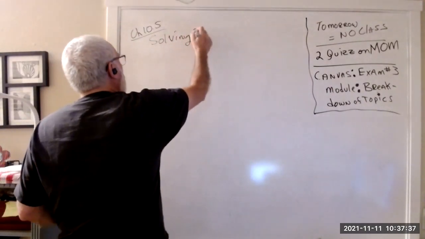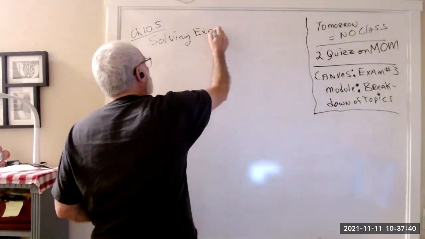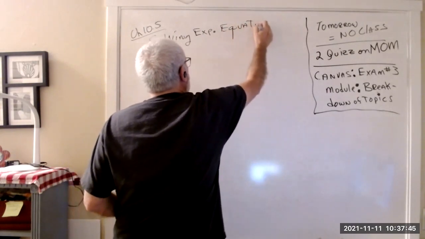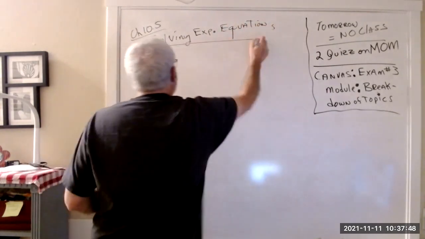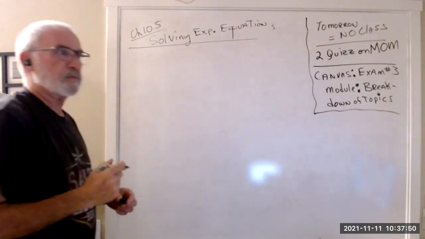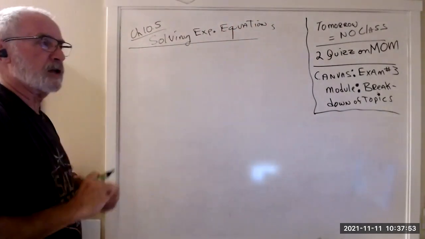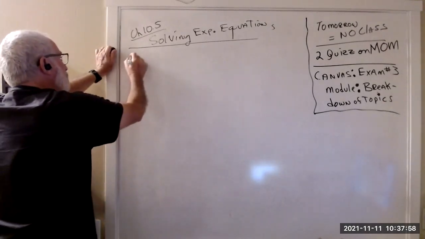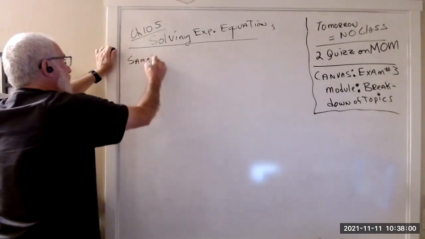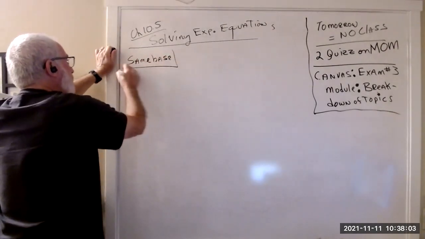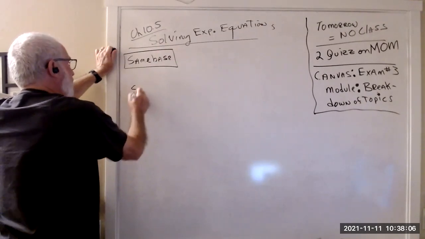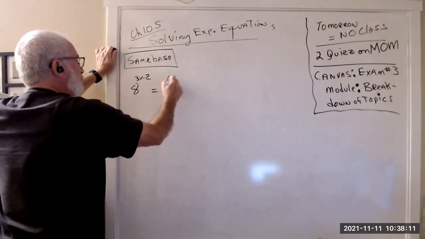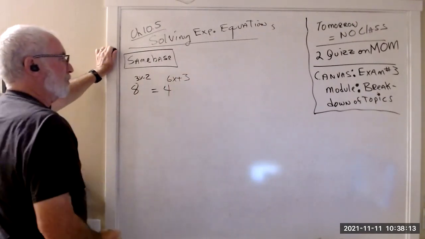Solving exponential equations. And there were two types. I'm going to go over this briefly because I did it yesterday briefly, and then get into some other stuff. The first was same base exponential, and that looks something like 8 to the 3x minus 2 equals 4 to the 6x plus 3.